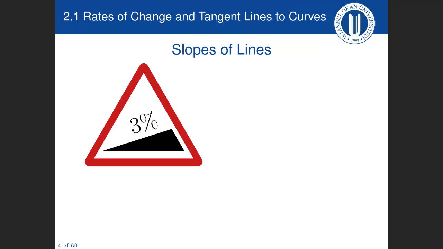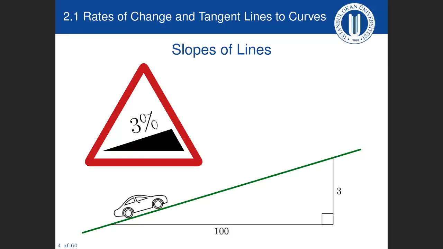Now I want to talk about slopes of lines. I imagine you've seen this sign when you're driving. This means that the road is going upwards. The 3% means that if our car goes forward 100 meters, the road will rise by 3 meters. In mathematics, we write this as the slope of this line is equal to 3 divided by 100.